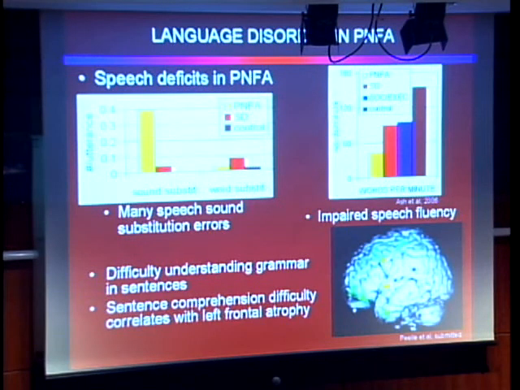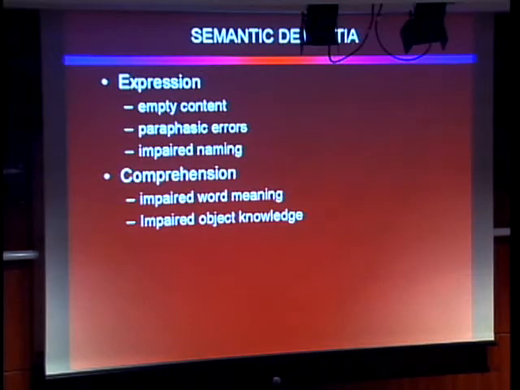As I mentioned, there can also be difficulty with sentence comprehension, and all of these difficulties correlate with atrophy or difficulty with brain functioning in the left frontal regions. And there's also a fluent form of progressive aphasia that is also called semantic dementia.